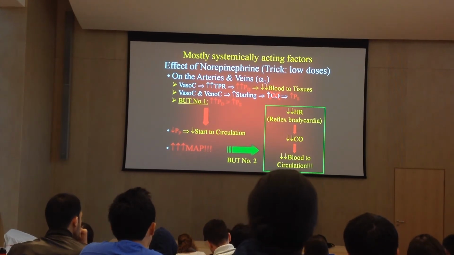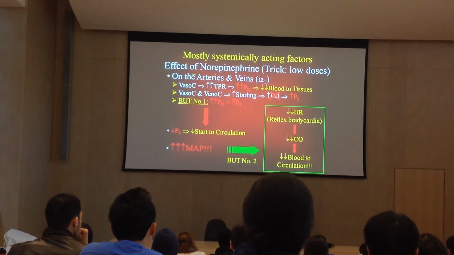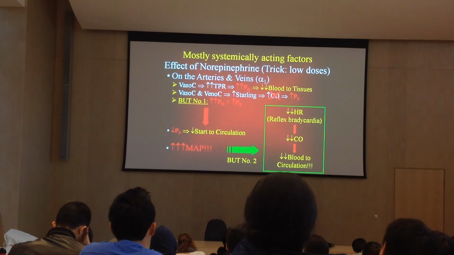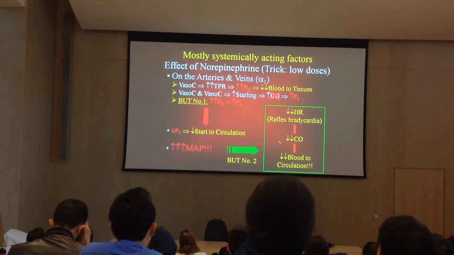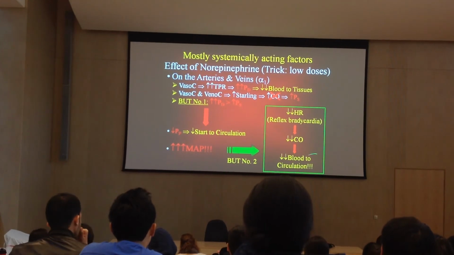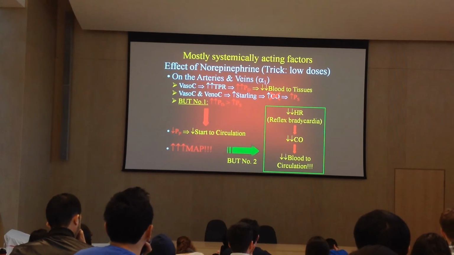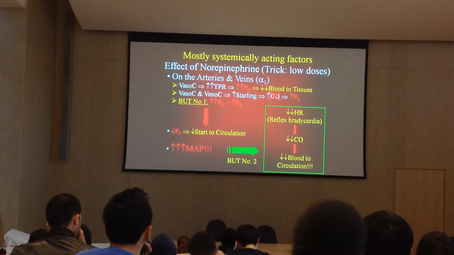Let me just go through again. Due to the extreme vasoconstriction, you have an increase of the TPR. Less blood is going to the tissues because the tissues are closed. You have reflex bradycardia, therefore you have less cardiac output, so you have less blood going into the circulation, despite the potential to increase the Starling mechanism. The suppression of the heart rate is overriding everything.